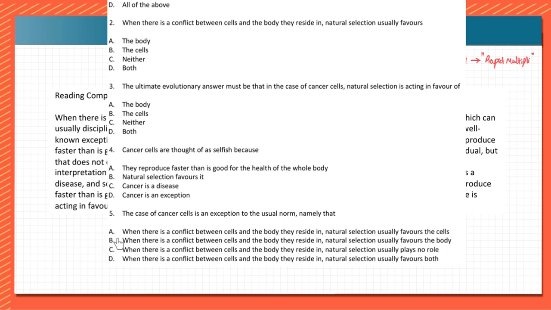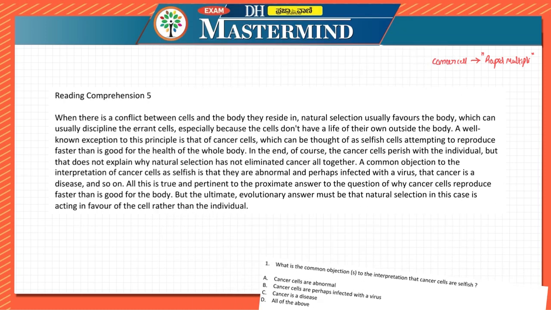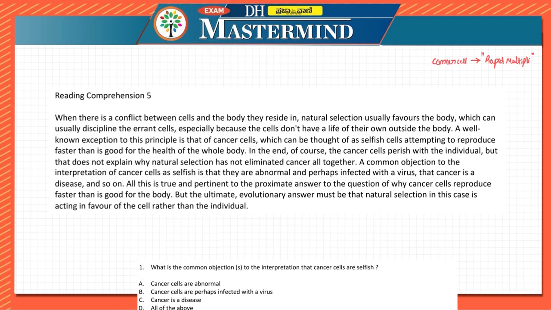See, just by reading 2 to 3 lines in the passage, we were able to answer around 3 questions already, correct? Which are the second, fourth and fifth. So here for the fifth, the answer is B. Let us carry on now.